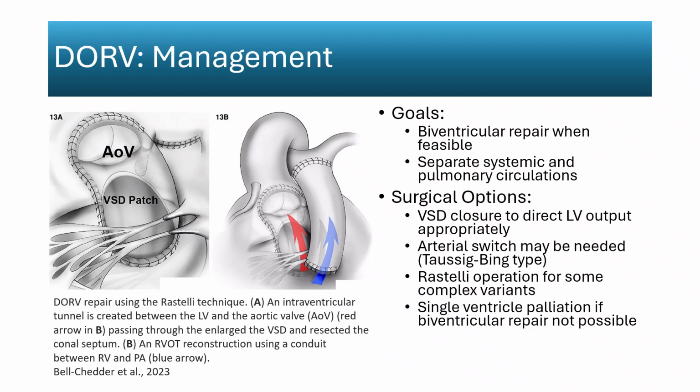When anatomy is unfavorable for any of these reconstructions, single ventricle palliation becomes necessary, with staged procedures culminating in a Fontan circulation. Surgical decision-making is therefore highly individualized, guided by the relationship of the great vessels, the location of the septal defect, and the presence of outflow obstruction.